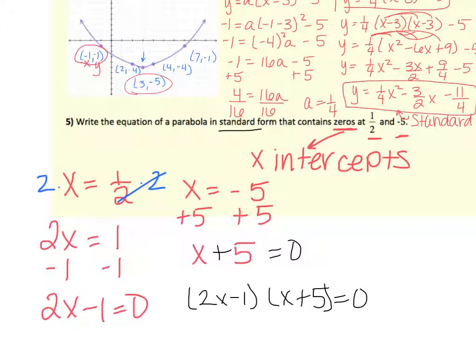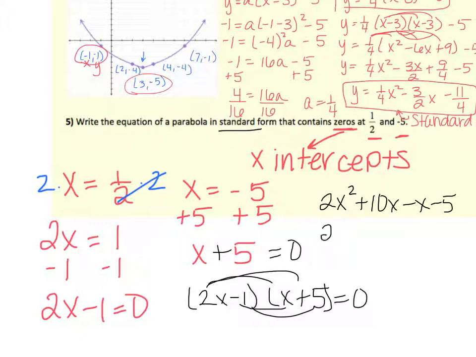And it wants it in standard form. So all we're going to do here is go ahead and distribute. So we have 2x squared plus 10x minus x minus 5. So your final answer is going to be 2x squared plus 9x minus 5 equals y.